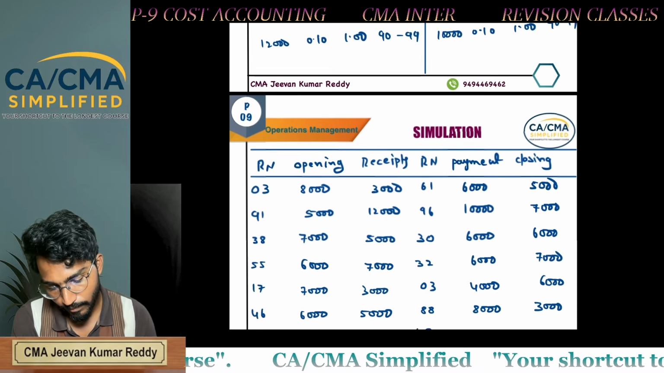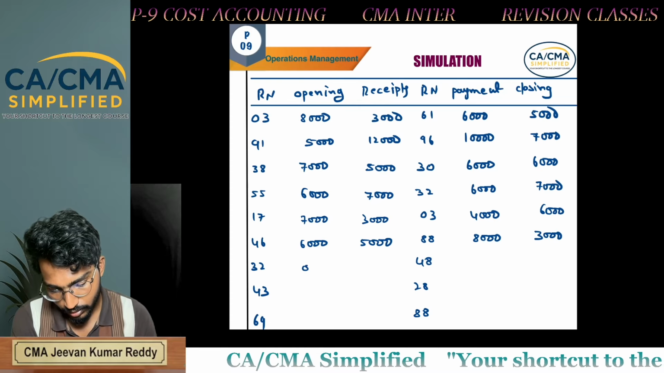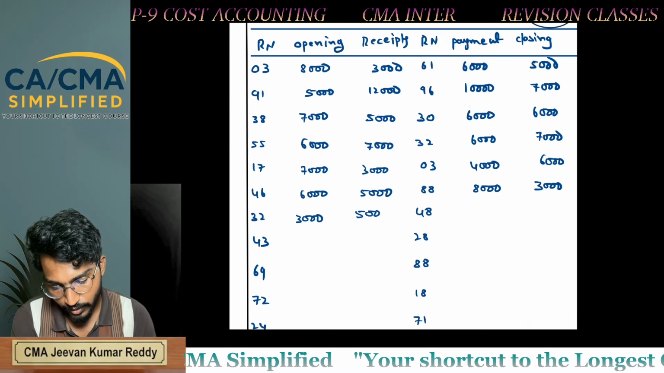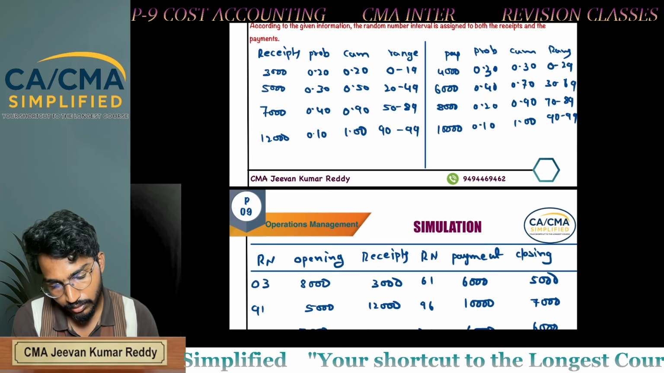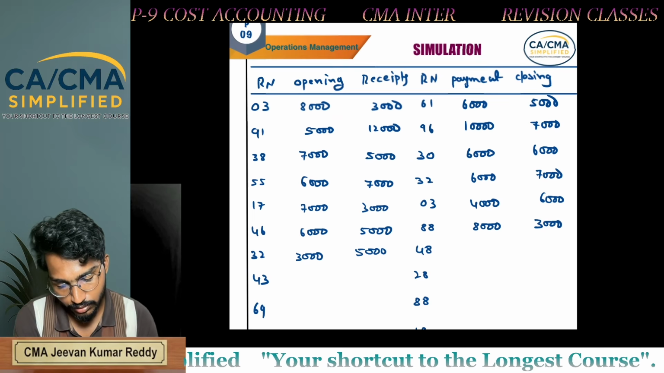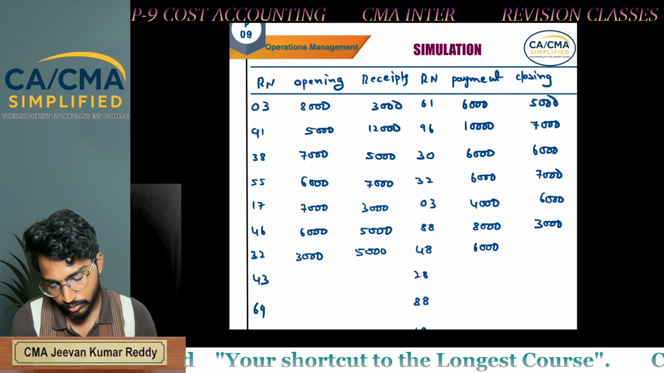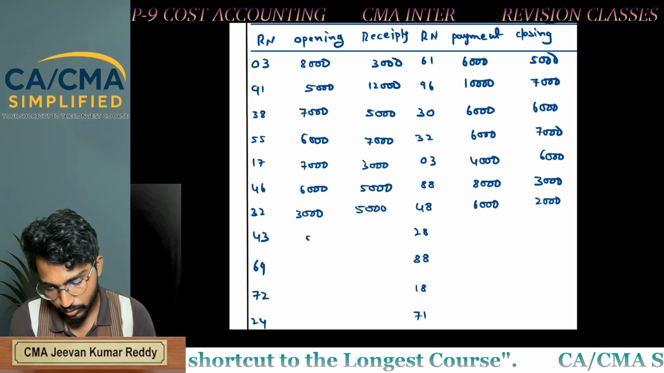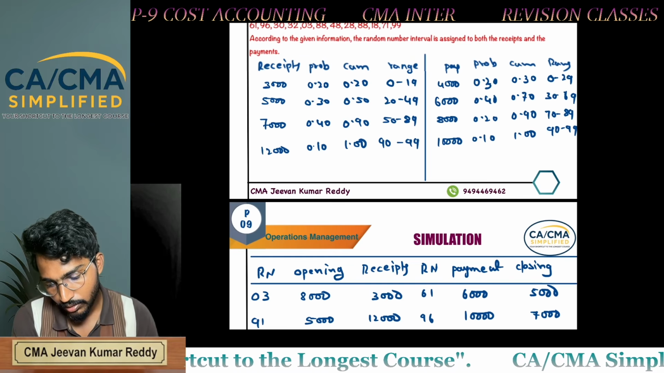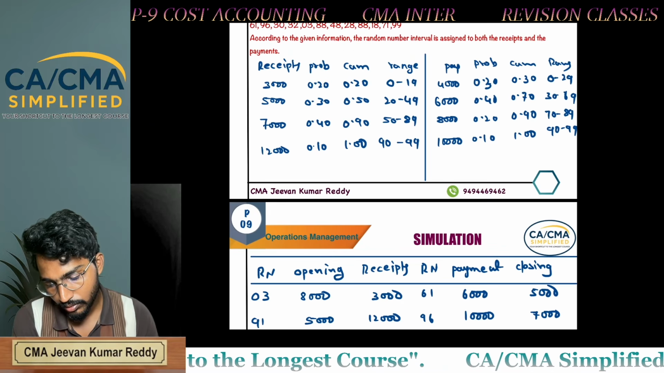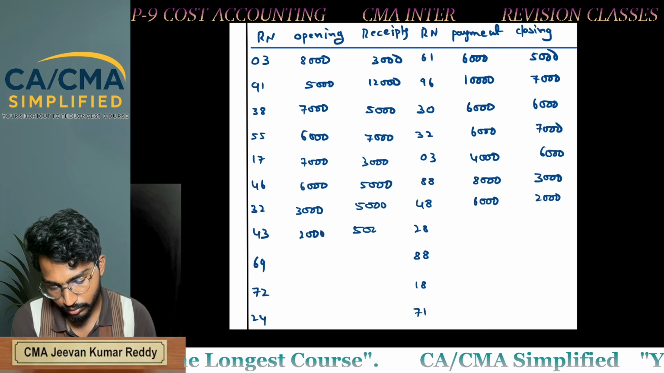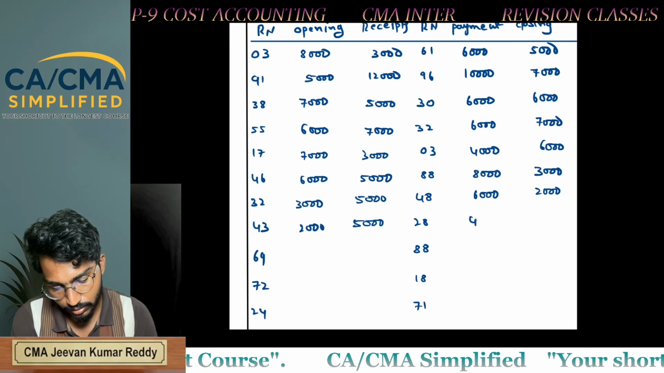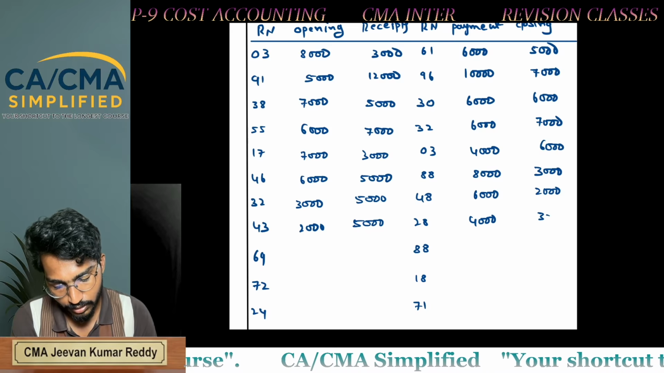Next, 32. So 3,000. 32. That means we received 5,000. 48. We paid 6,000. So we are left with 2,000. Next, opening is 2,000. 43 and we received 5,000. So total 7,000. That means we paid 4,000. Means we are left with 3,000.